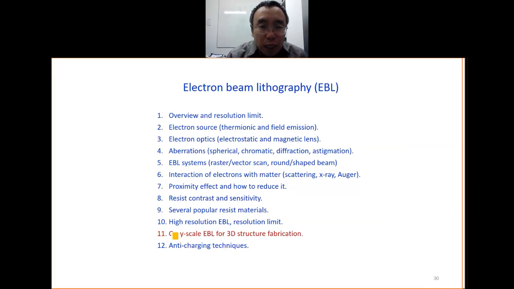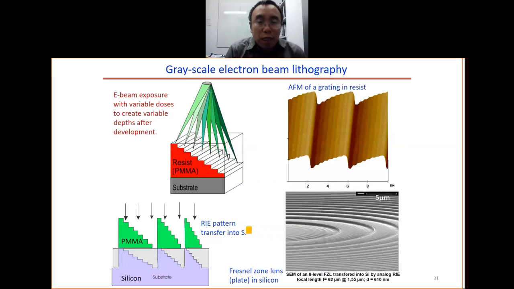So now let's look at grayscale lithography. The idea is similar to grayscale lithography for optical lithography. You vary the dose to have different pattern depths. For example, you have higher dose here and lower dose here. After development, you get something like this. You can also do pattern transfer into the silicon to make a structure like this. This one we call a fractional zone plate.